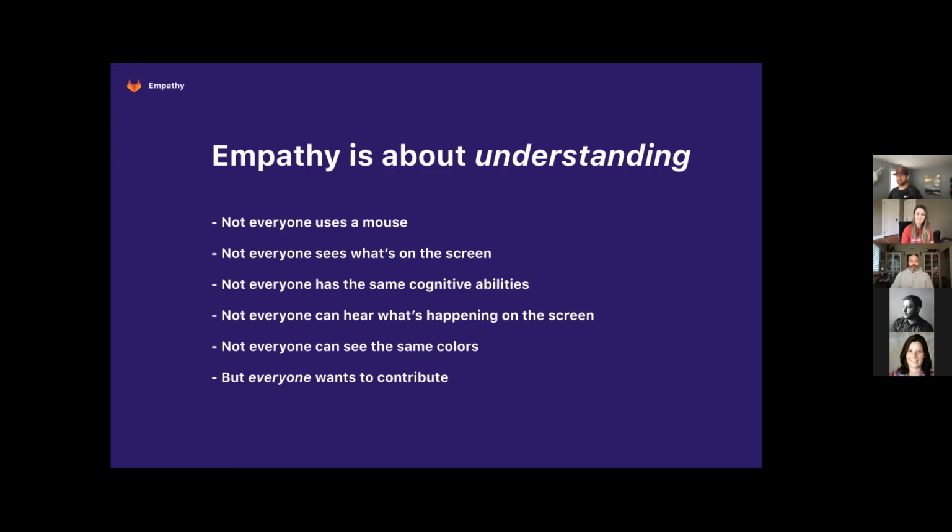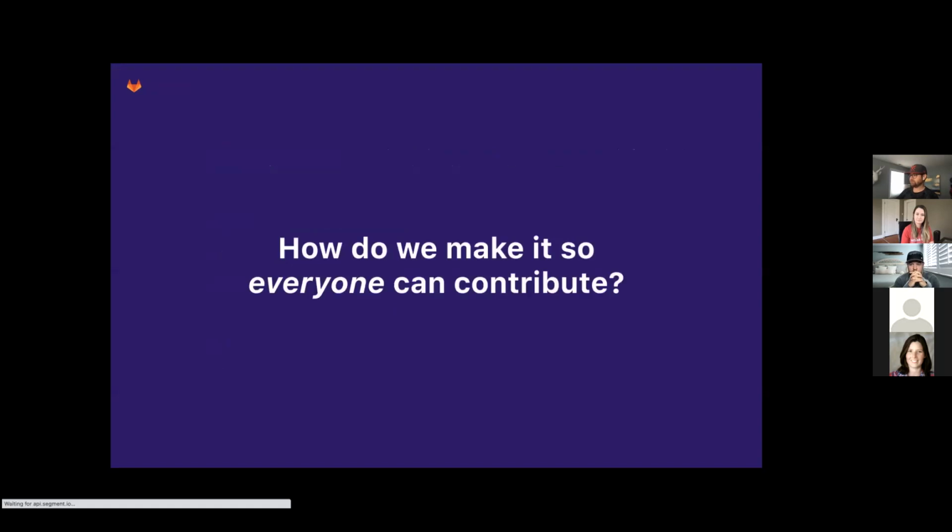And to me, empathy is about understanding that not everyone uses a mouse, not everyone sees what's on the screen, not everyone has the same cognitive abilities, not everyone can hear what's happening on the screen, not everyone can see the same colors, but everyone wants to contribute. And our mantra, our core at GitLab is that everyone can contribute. And this really hits that home as we talk about accessibility.